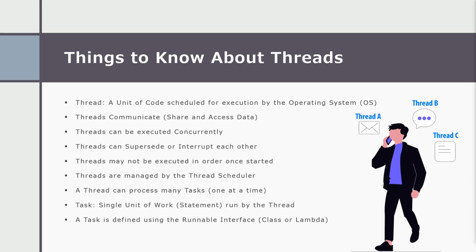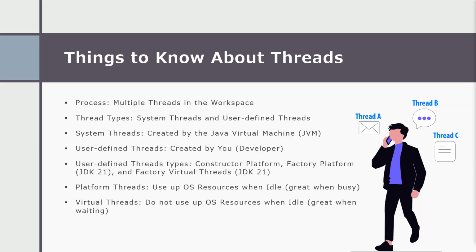A thread can process many tasks, but one at a time. A task is a single unit of work or statement run by the thread. A task is defined using the Runnable interface through a class or a lambda expression. A process is a group of threads.